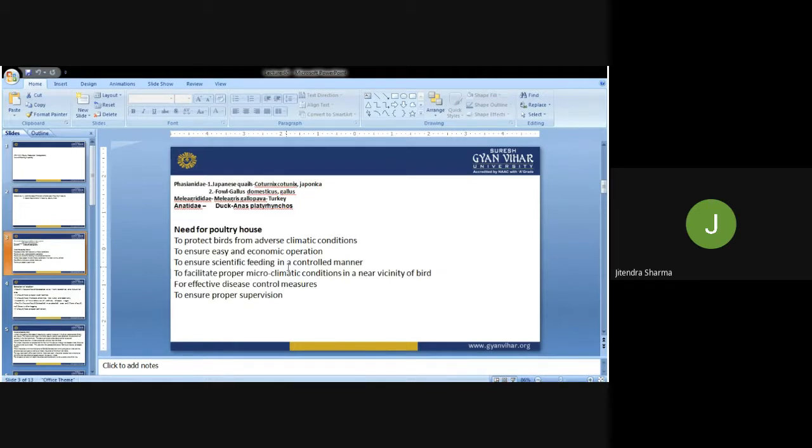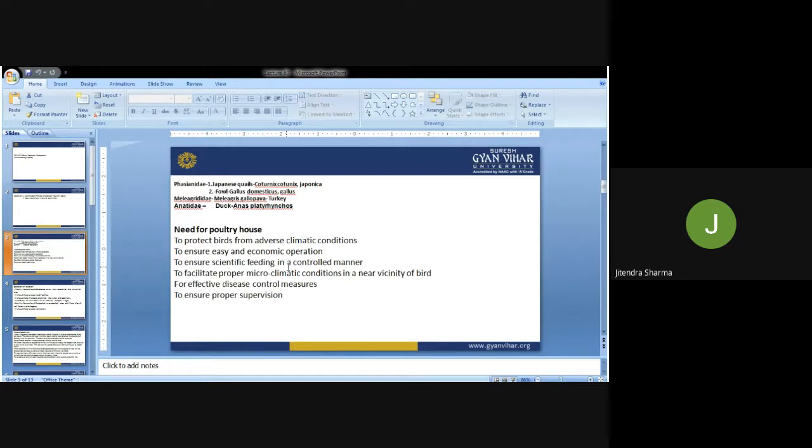Now let us first look at why we have a poultry house, why there is a need, why we require a poultry house. There are certain situations that is why we have to keep poultry inside the house to protect birds from adverse climatic conditions. Yes, this is the prime, most important thing.